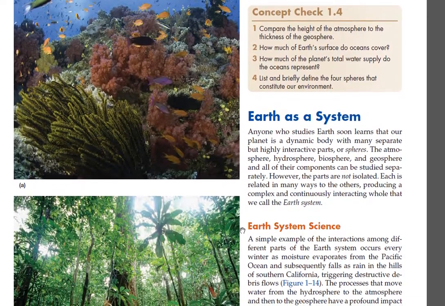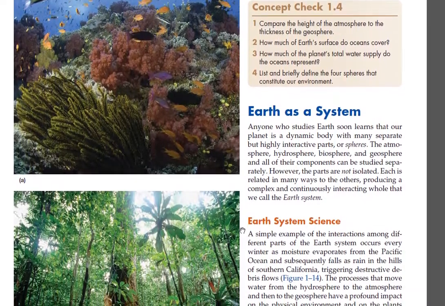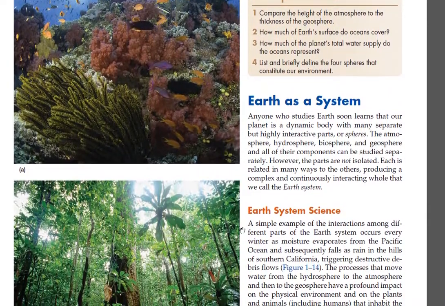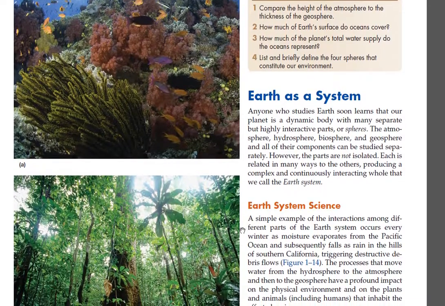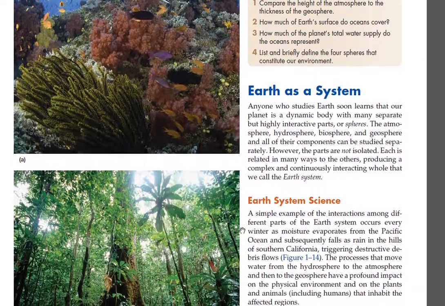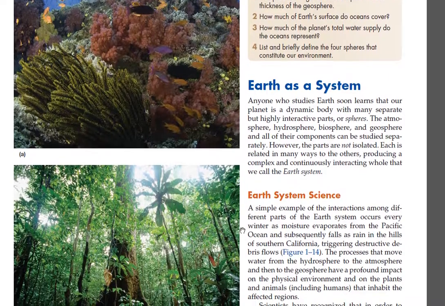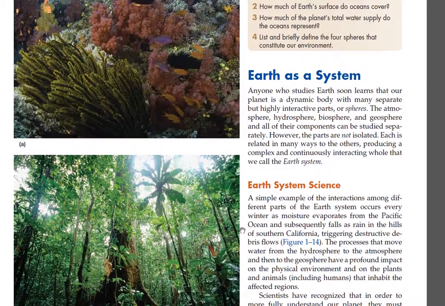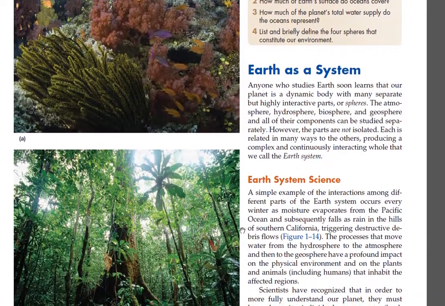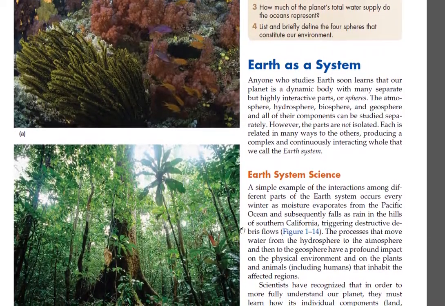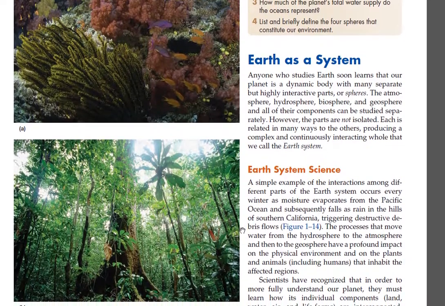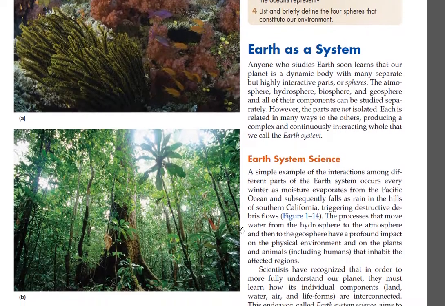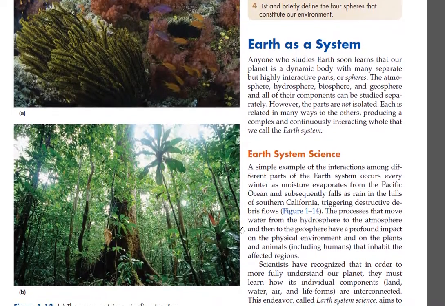Earth system science. A simple example of the interactions among different parts of the Earth system occurs every winter as moisture evaporates from the Pacific Ocean and subsequently falls as rain in the hills of Southern California, triggering destructive debris flows, figure 1-14. The processes that move water from the hydrosphere to the atmosphere and then to the geosphere have a profound impact on the physical environment and on the plants and animals, including humans, that inhabit the affected regions.